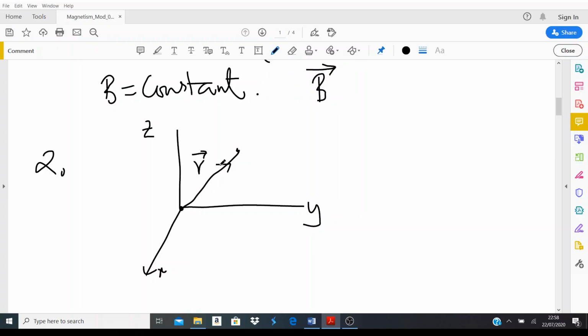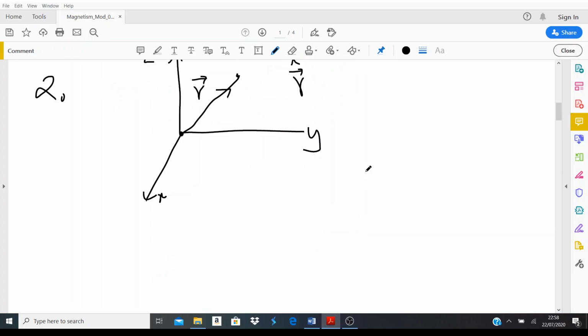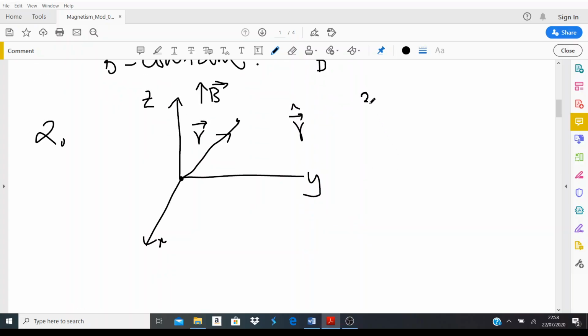To describe this position, we know in quantum mechanics this position vector will be elevated to an operator, right? So that's our position vector operator. And our magnetic field is pointing along the z direction, like in this direction. So B is pointing along this direction. Okay.